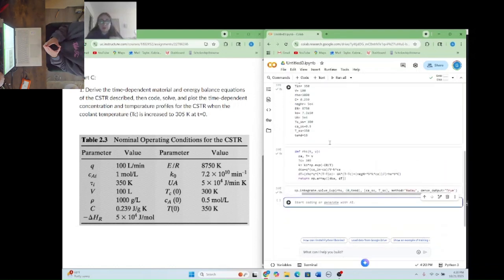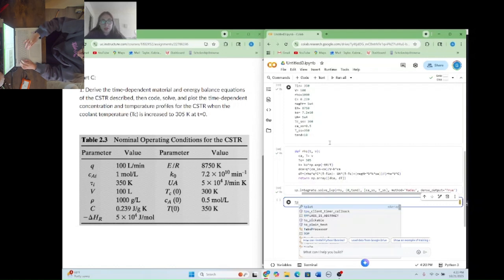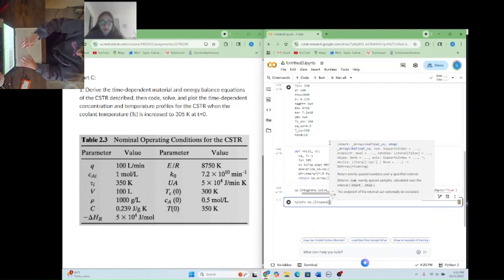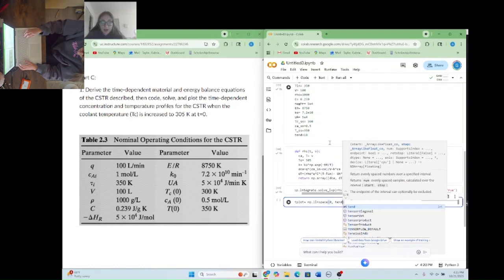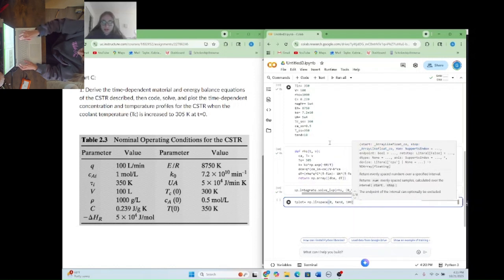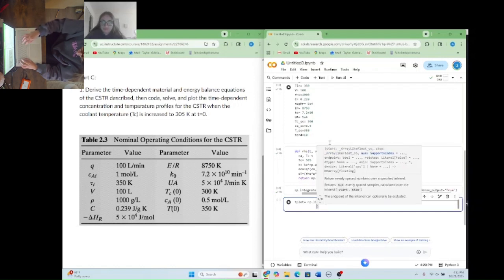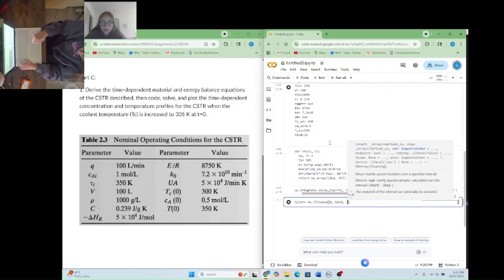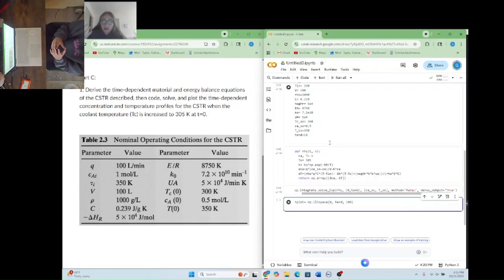Okay, so next thing that we have to do after this is we're going to make our plot. So the first thing we need to do is define our t-plot, our time plot. So we need to do np.linspace, and this is going to be from 0 to tn, right? And we want 100 increments to that. Okay.